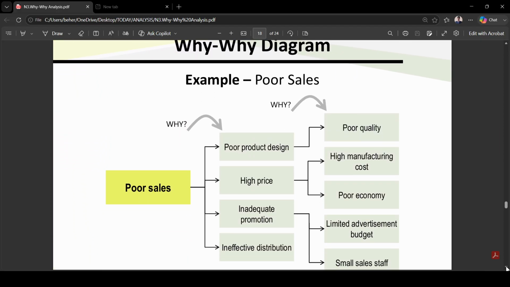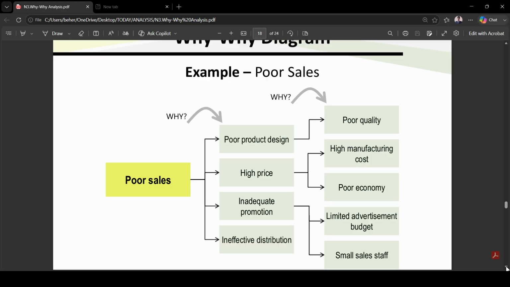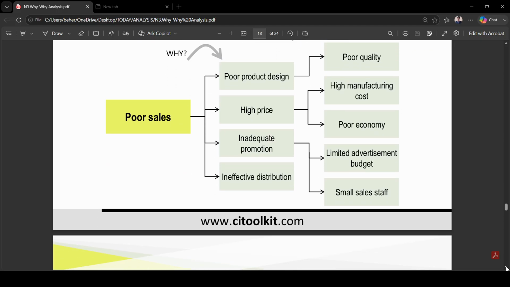Then why diagram example: poor sales. Suppose poor sales, poor product design, high price, inadequate promotion, ineffective distribution. So poor product design means poor quality, high price, high manufacturing cost, poor economy. Inadequate promotion: eliminated advertisement and budget, small sales staff.